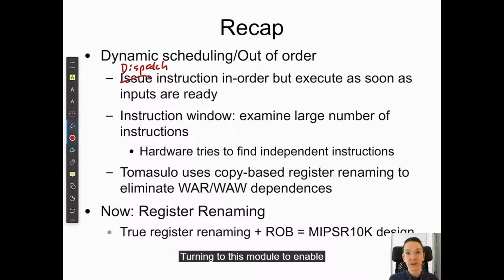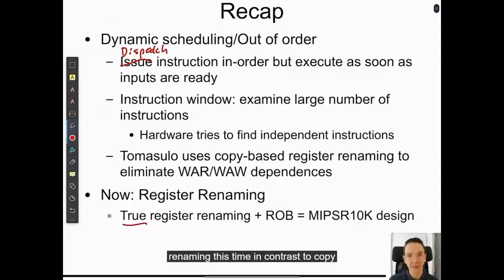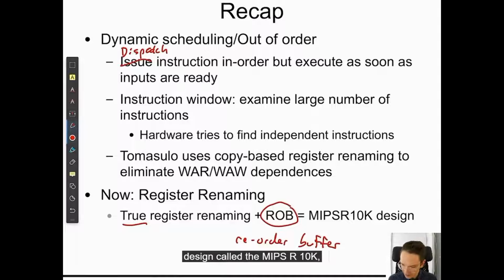Turning to this module, to enable control speculation and precise state for exception handling, we are going to rethink register renaming to a degree. So we are going to use true register renaming this time in contrast to copy-based, and you'll see what that means soon. And we will support these new features with what's called a reorder buffer, a key concept for this module. We're combining these ideas into an implementation, into a design called the MIPS R10K. So our goal is to understand the mechanics of how that processor achieved functionally correct out-of-order execution.